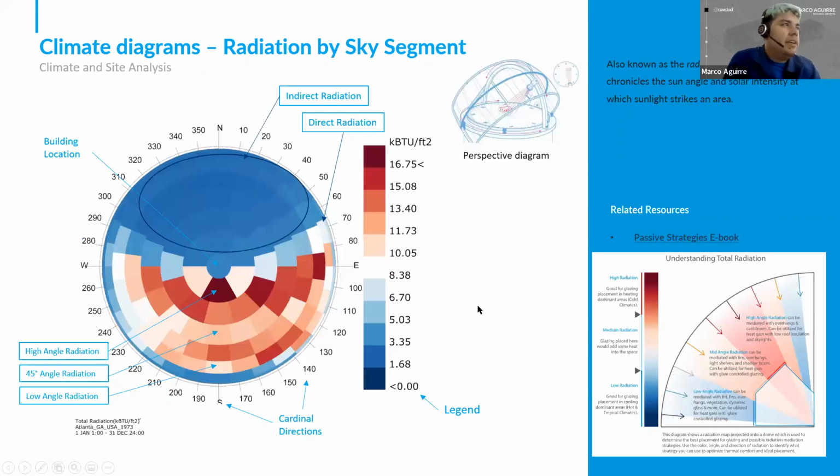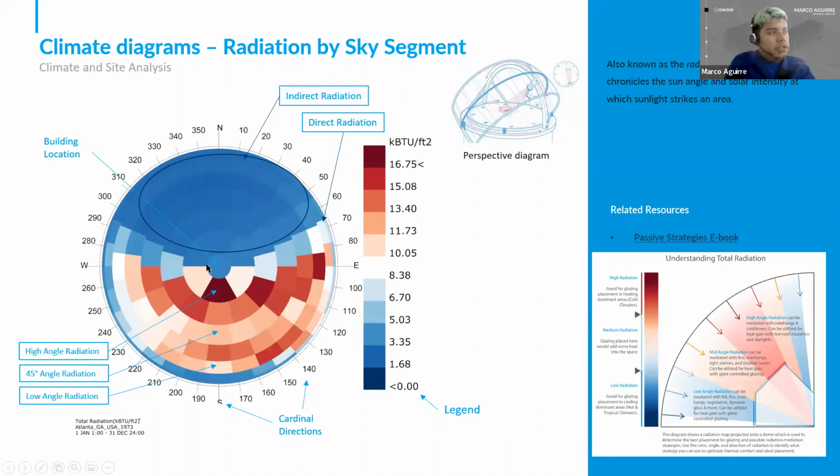The next climate diagram is radiation by sky segment. We do have two sky dome diagrams listed in the climate report. The first one is just total radiation. If you're not familiar with this chart, this is just looking at a sky dome in plan view. The further you are out from the center of the circle, the closer you are to the horizon line in relation to your building.